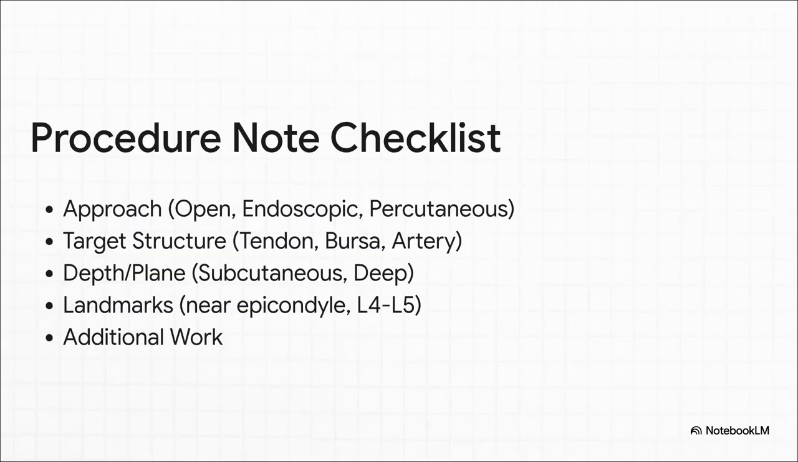So, how do we put all this together? Well, here's your ultimate procedure note hunting checklist. Whenever you're scanning an operative note, look for these 5 things. First, the approach. Was it open, endoscopic, or percutaneous? Second, the specific target structure. Third, the depth or tissue plane. Fourth, anatomical landmarks. And fifth, any additional work performed. Master this list, and you're golden.